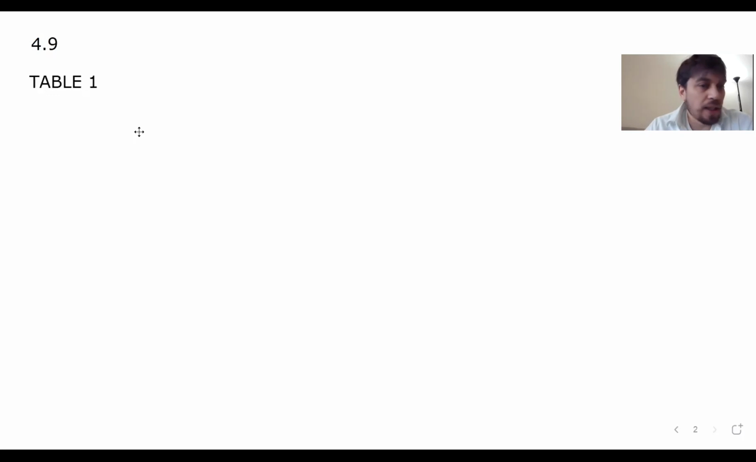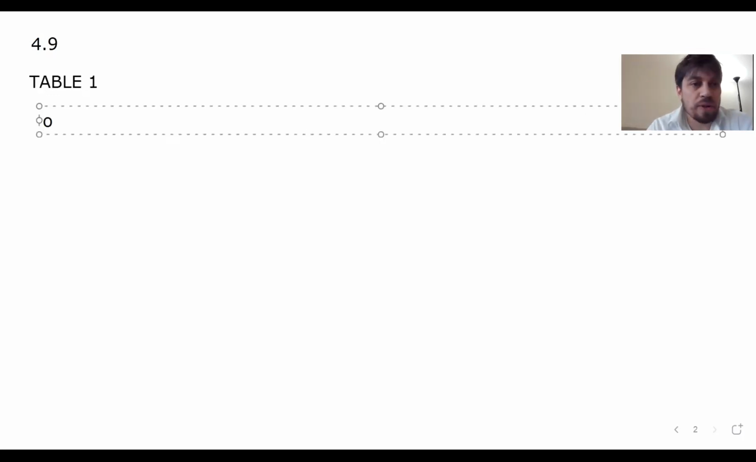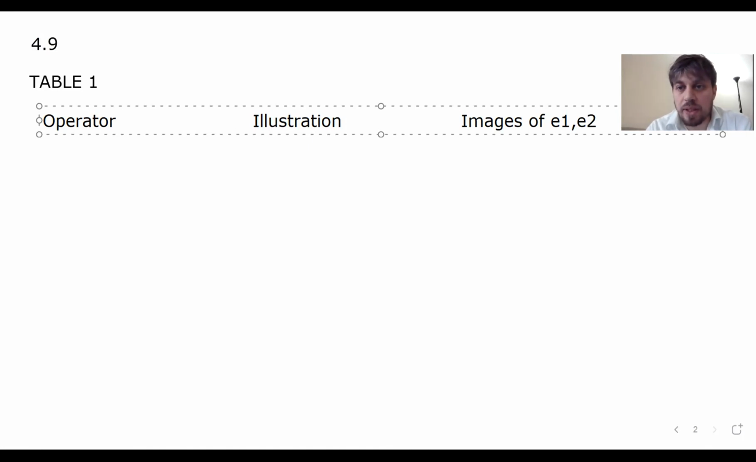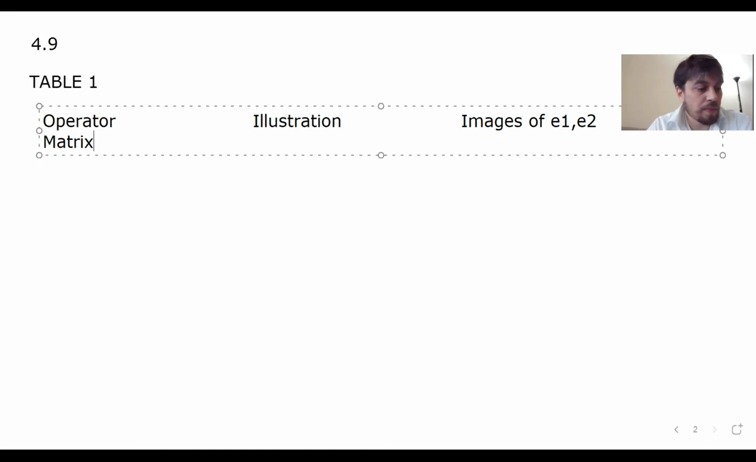Okay, so the table is going to have a few columns. First column is going to be an operator. Next column is going to be an illustration. Next column is going to be images of E1 and E2. Right, E1, E2. And the last column is going to be a standard matrix.